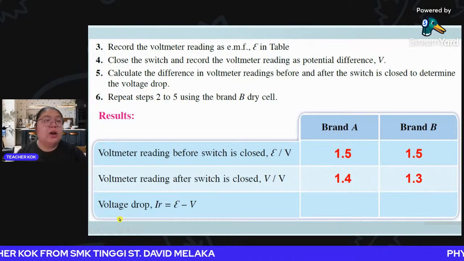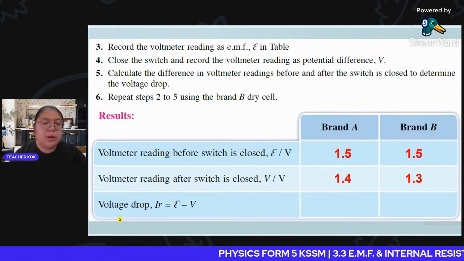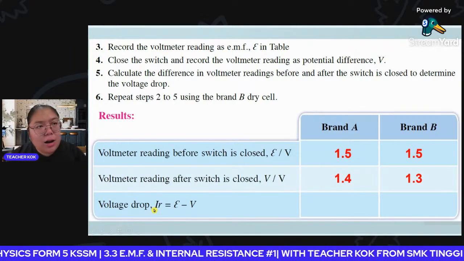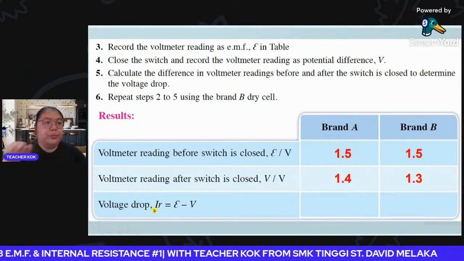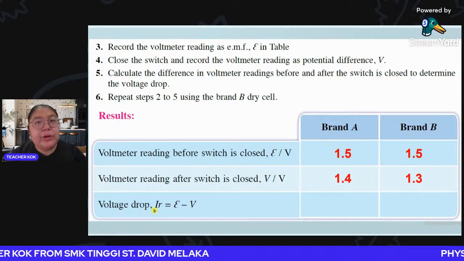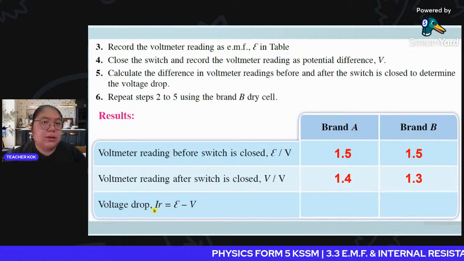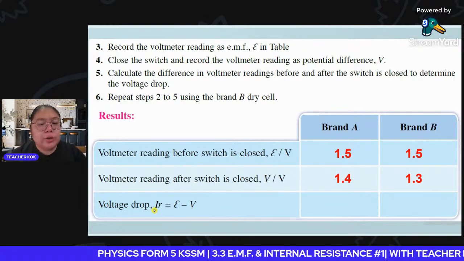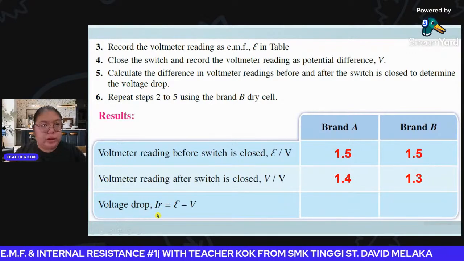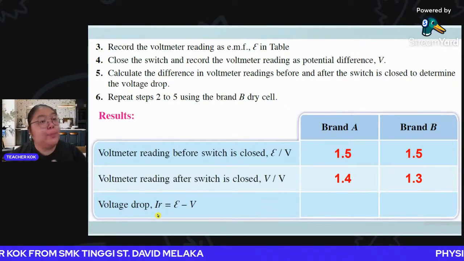Okay, now I need to find the voltage drop. That means the EMF minus the potential difference we call the voltage drop. So from here we're using the formula: voltage drop is I small r. The current should be constant because the internal resistance and the external resistance are in series. When they are in series, the current is constant. So both currents should be the same. So from here, I multiply the small r, we call it the voltage drop. If it is I and the capital R, that is the potential difference.